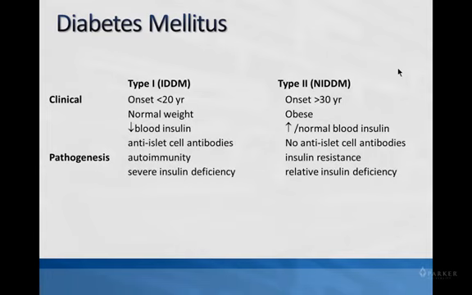Type 1, it's an autoimmune condition. They destroy the beta cells. Severe insulin deficiency. The type 1 will have to be managed with insulin. So they will have to receive insulin. Type 2, not necessarily. Some will receive insulin, but some don't. Lots of times they manage this one with diet.